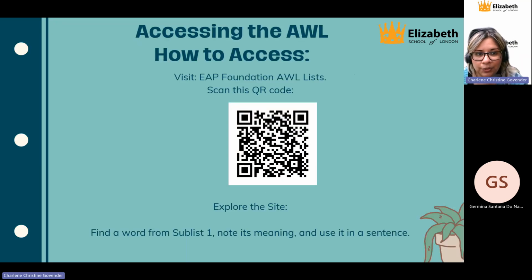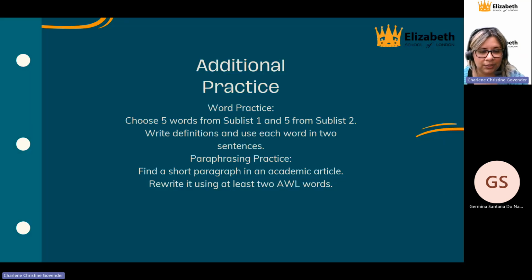Now here is a QR code to access the English for Academic Purposes website. So you can take a screenshot of this or a picture, and you can access it in your own time and go through the list by yourself, okay? And of course, if you want some additional practice, choose 5 words from sublist 1 and sublist 2. Write the definitions, use each word in 2 sentences. And if you want practice with paraphrasing, find a short paragraph in any academic article, rewrite it using at least 2 academic words.